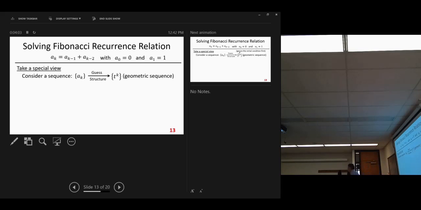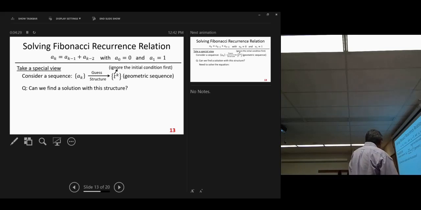That simple. If it's possible, then we have a chance. All right. Now, let's ignore the initial conditions. Initial conditions, we will fix later. Do not worry about them at this point.